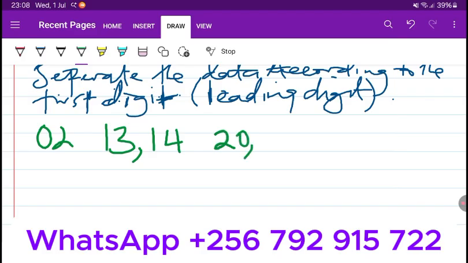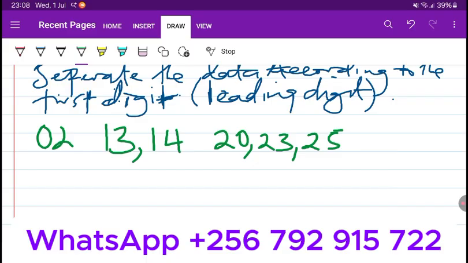20, 23, 25. There are only 3 individual observations that are falling in a class with a leading digit as a 2.